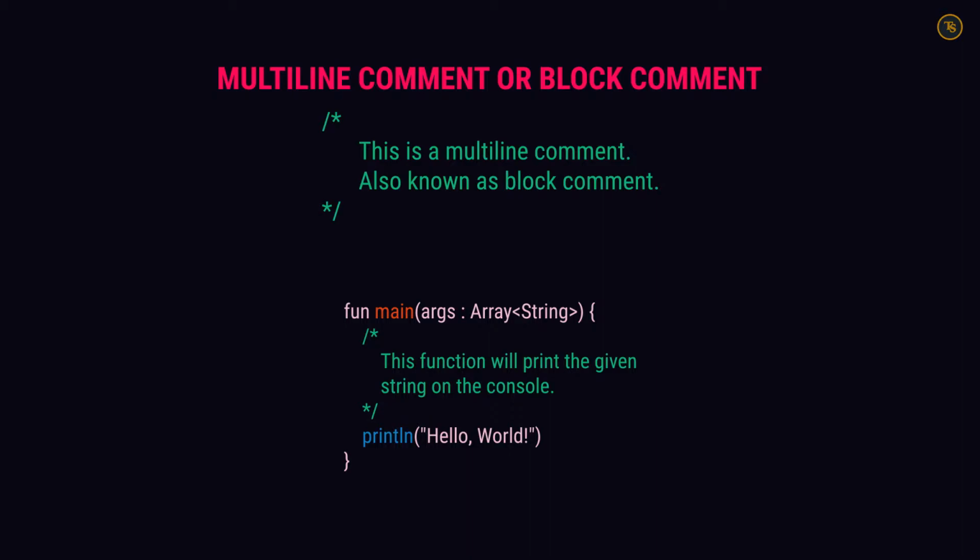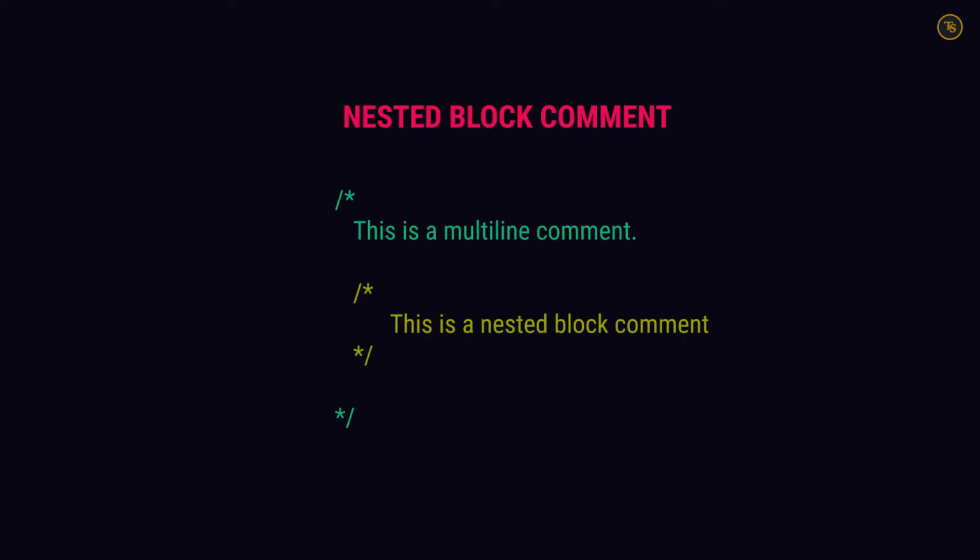Now if you have prior Java experience, then you might know that Java doesn't support nested block comment. For example, if you write the block comment like this, and inside this block comment if you try to write another block comment, then Java will throw compilation error. But in Kotlin this is perfectly valid. In Kotlin, if you want, you can use the nested block comments.